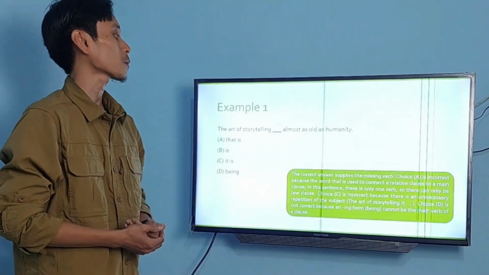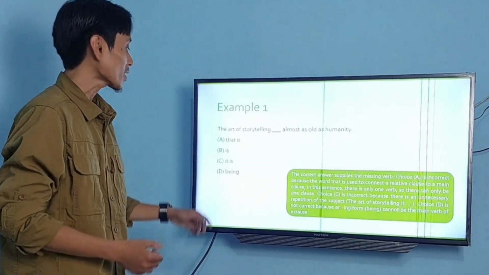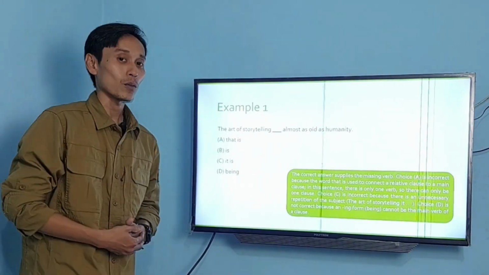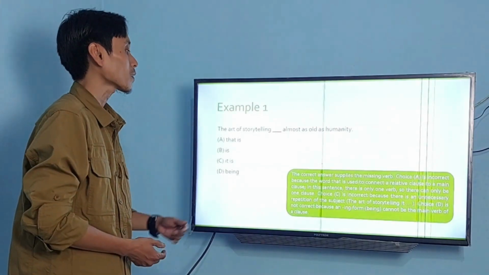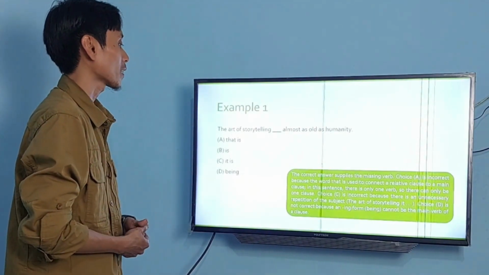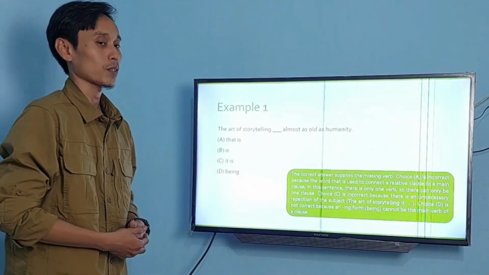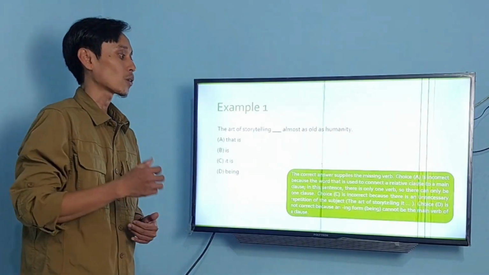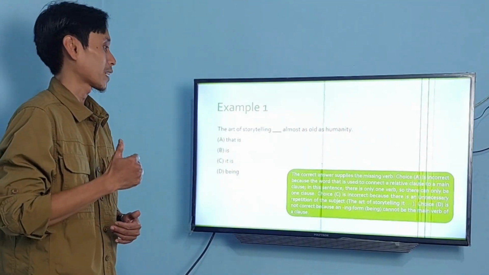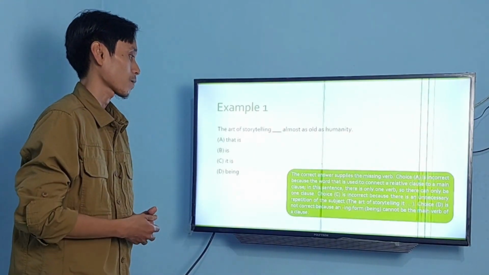Why is the answer B? Because the correct answer supplies the missing verb. Choice A is incorrect. Why? Because the word "that" is used to connect a relative clause to a main clause. In this sentence, there is only one verb, so there can only be one clause.